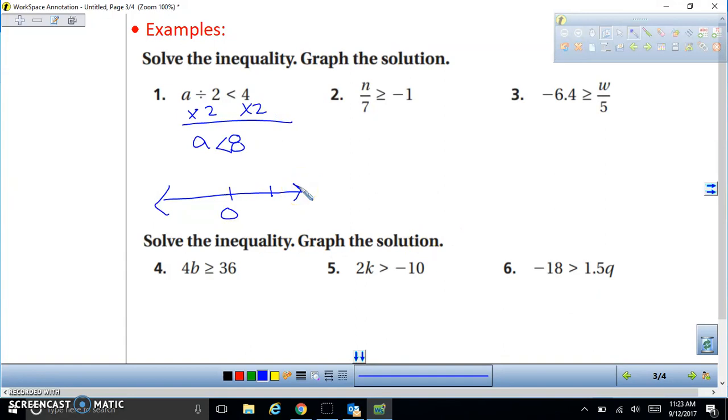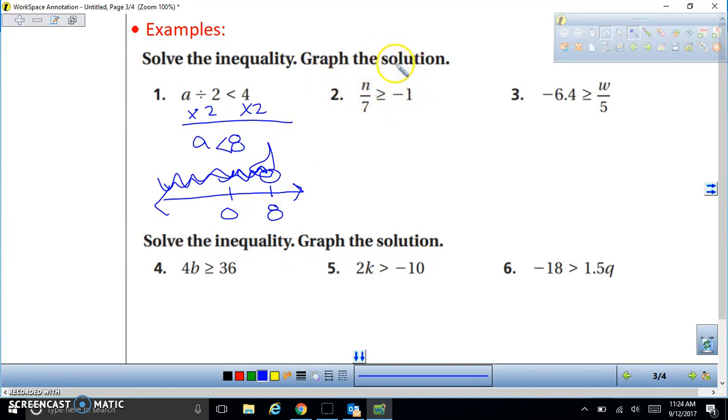Will we have an open or a closed circle? We will have an open circle. Okay, and we are going to shade where A is less than, so we are going to shade to the left. And I'm sorry, my pen is acting up. It's like spacing out for some reason. I apologize, guys. Okay, let's go over to example 2.